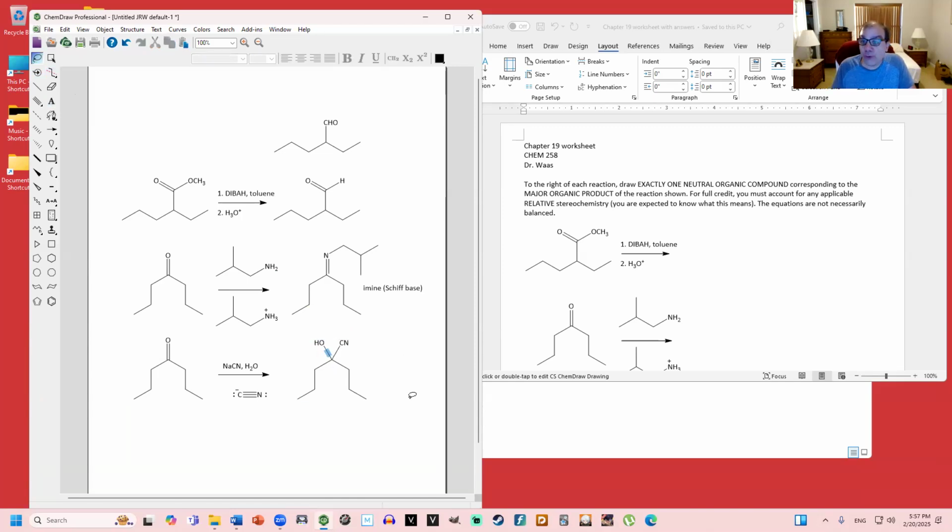And if you want to, you can draw out the triple bond. You don't have to unless the question specifically says to. So if you want to draw C triple bond N, that's fine. Or again, you can abbreviate it, just like this. Either way is perfectly acceptable.